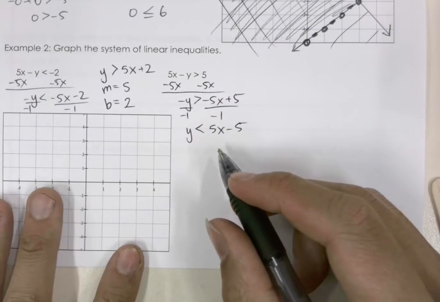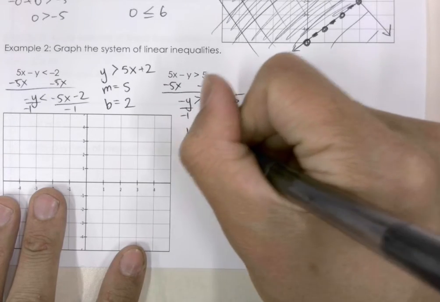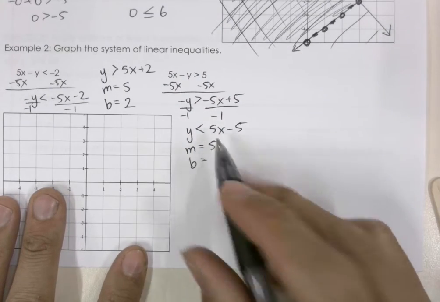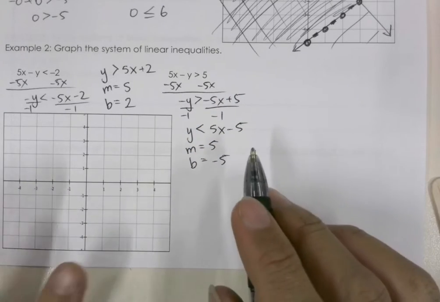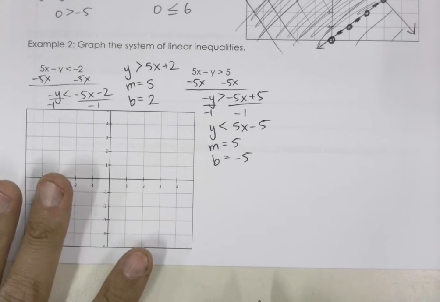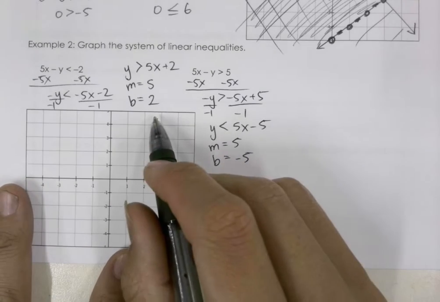Now for inequality B, we want to identify our m and our b. Our m is 5, the coefficient in front of the x, and our b is negative 5. It is the constant sitting next to the term with the x. Now that we have our m and our b identified, we'll go ahead and graph.